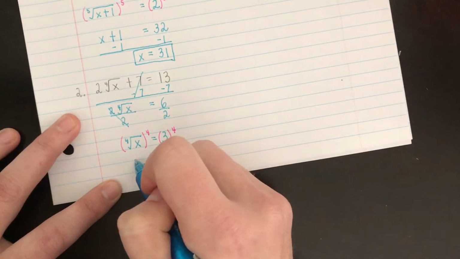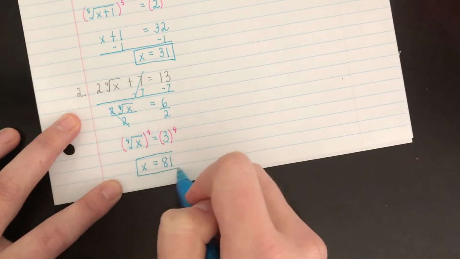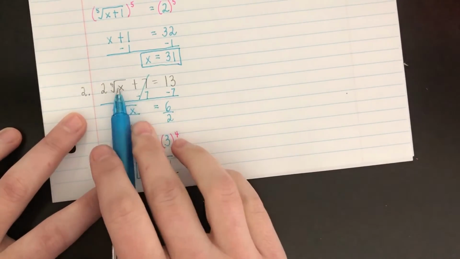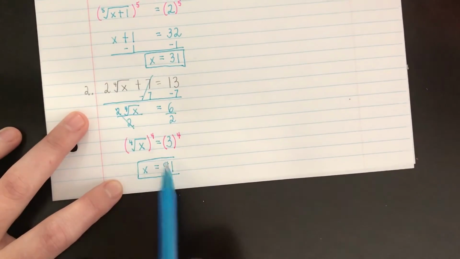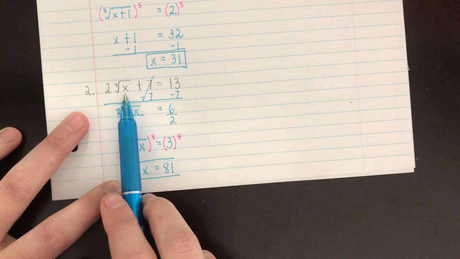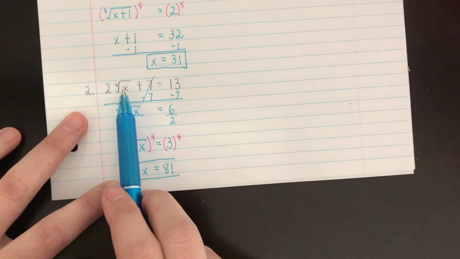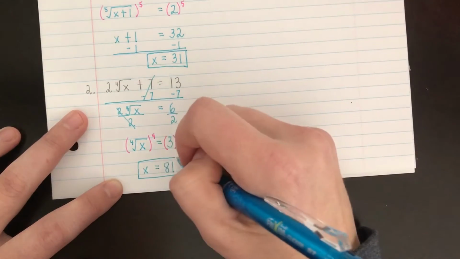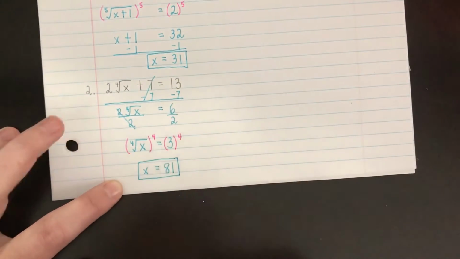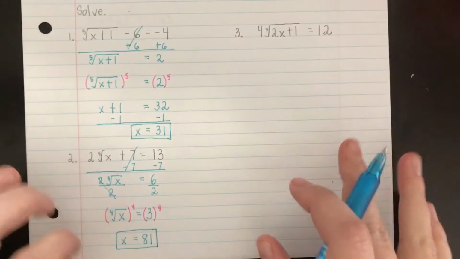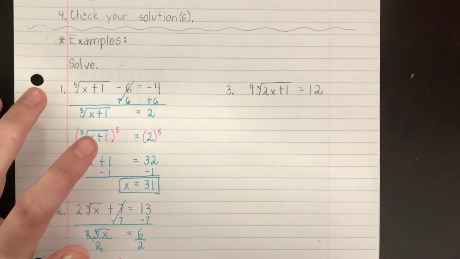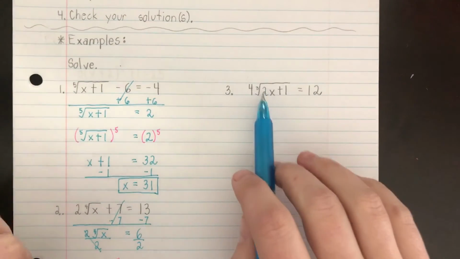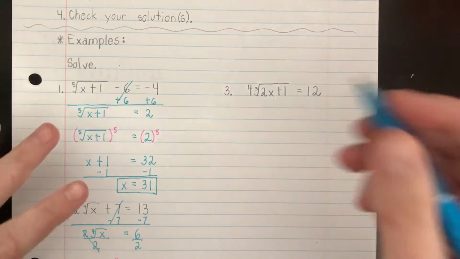So again, before I box this, I'm going to check it mentally. So 81 goes in here. And again, if I take the fourth root of 81, that's going to be 3. So 3 times 2 is 6. 6 plus 7 is in fact 13. So this is a true solution, not extraneous, so I'm good to box it. Okay, next example. 4 times the cube root of 2x plus 1 equals 12.